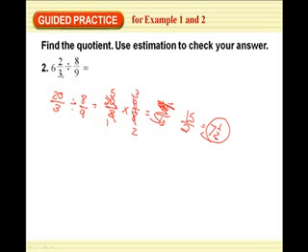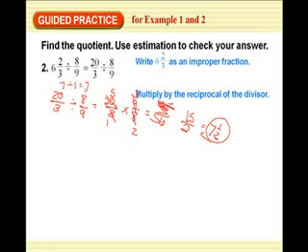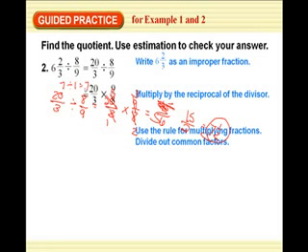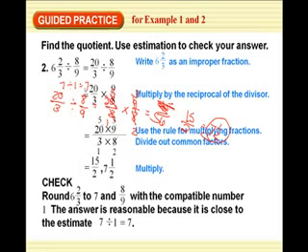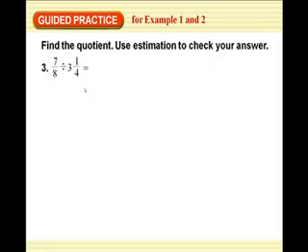So that's about 7 divided by 1, which is about 7. 7 1/2 is pretty close. That's my estimation to check and see if I'm right. Do some canceling. There we go. So 7/8 is a fraction.